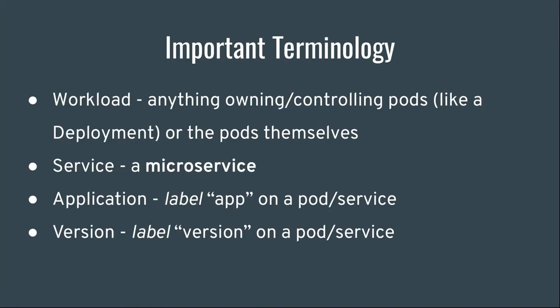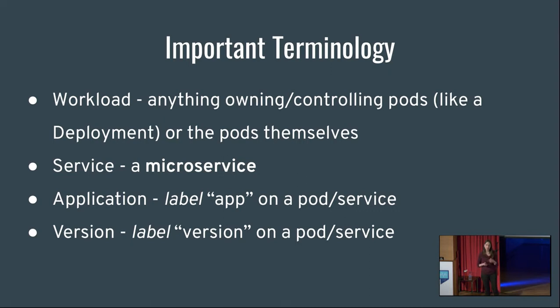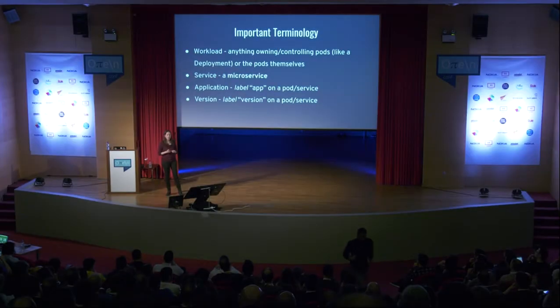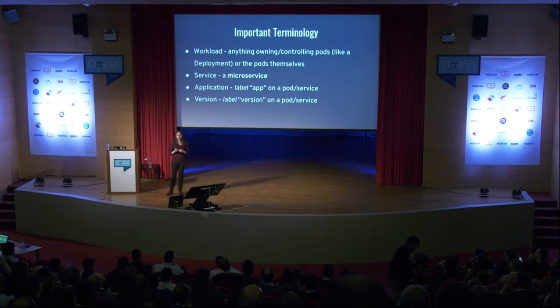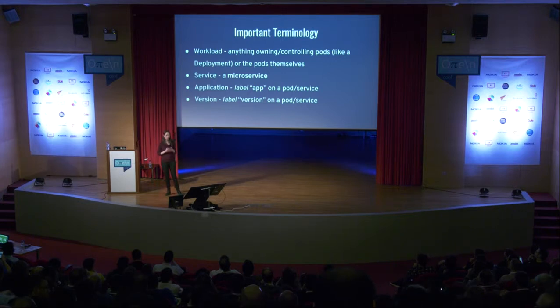And this is important terminology that's used both by Istio and Kiali, and it's important to go over it. So a workload is anything that is owning or controlling pods, like a deployment. It can be a pod itself when it's not backed by a deployment. A service is a microservice or a Kubernetes service. And there are two textual Kubernetes labels which are extensively used by Istio, and that's the label app and the label version. It allows us to distinguish different versions of the same service. So if I have two versions of my service running on a system, I will have the same label app, but a different version tagged on each.